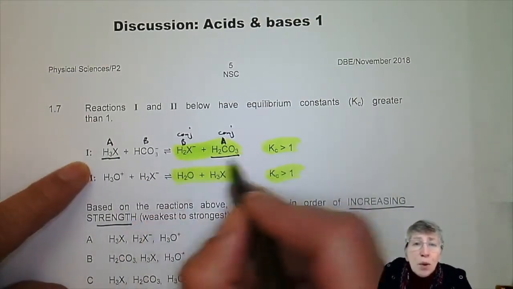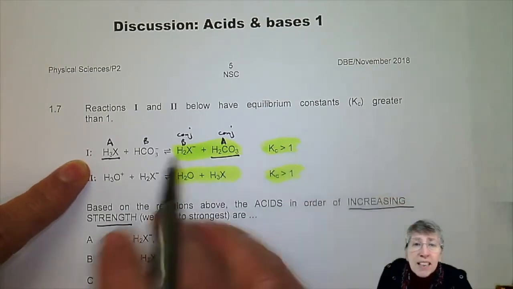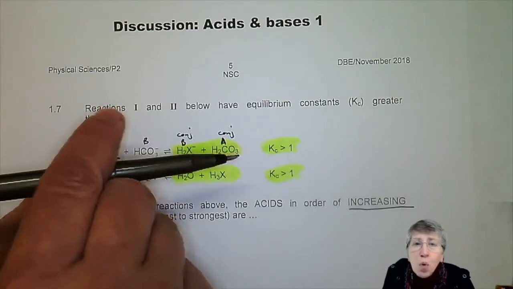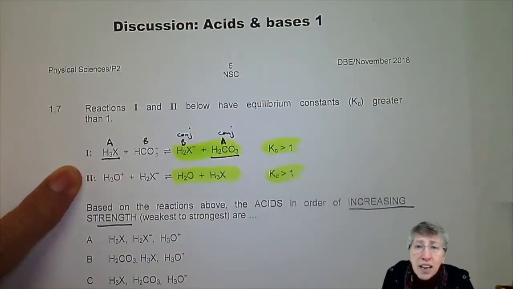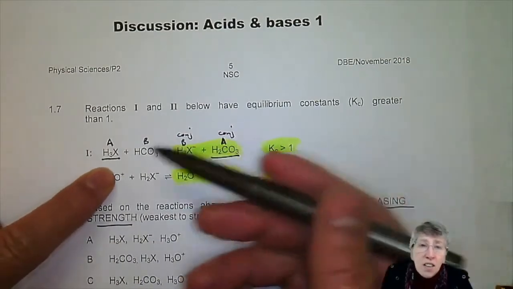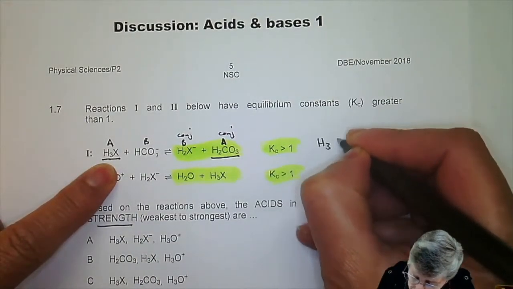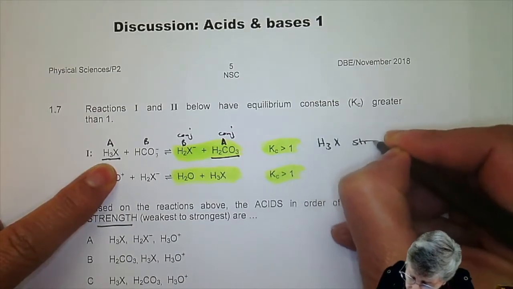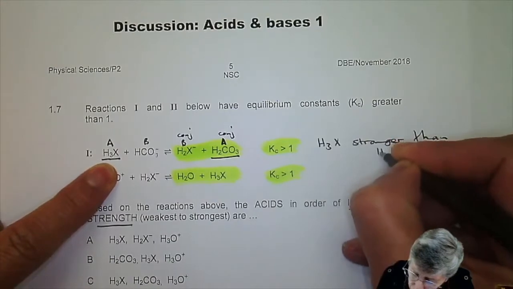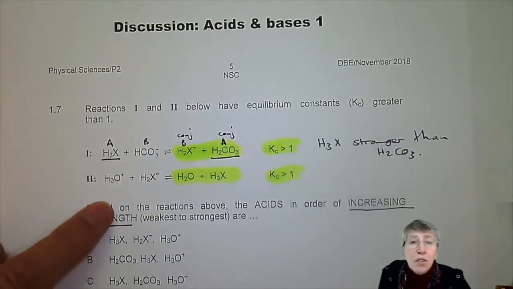And now to determine which one is stronger, we're looking at that Kc. That Kc that's bigger tells me that the forward reaction is happening more completely than the reverse reaction, right? The forward reaction is making more products than the reverse reaction. And that tells me H3X is stronger than H2CO3. It's a stronger acid than H2CO3.